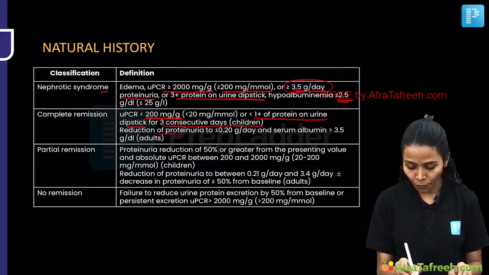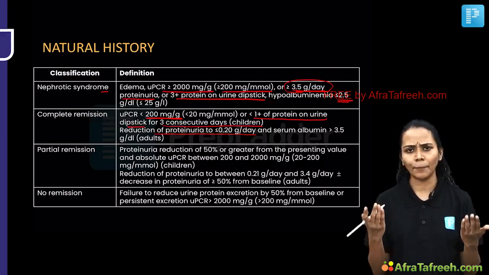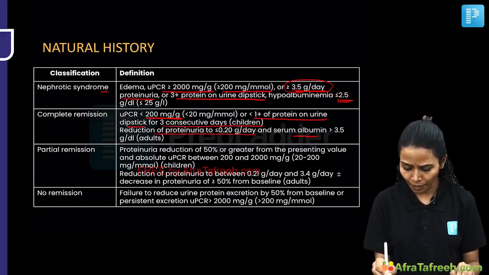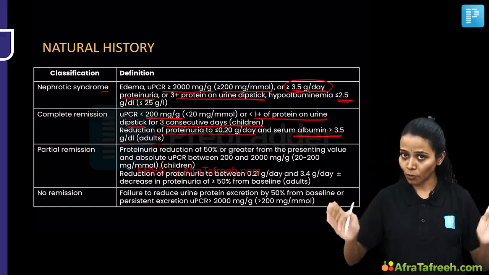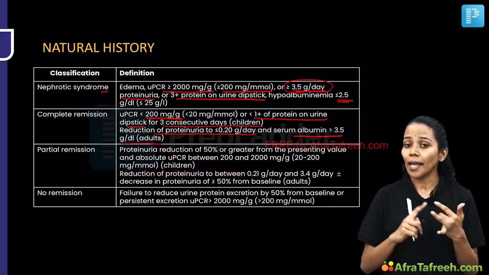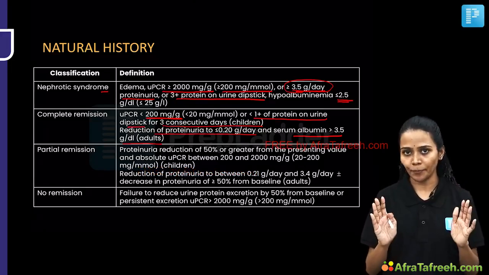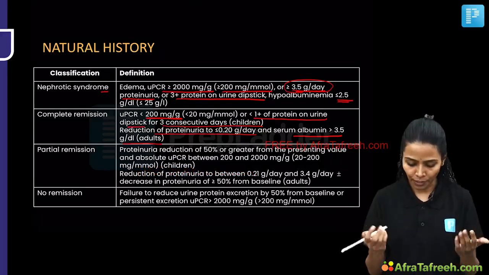Then reduction of proteinuria to less than 0.2 gram per day, that is less than 200 milligram per day, and serum albumin more than 3.5 in adults. So in adults, seeing albumin is also important. So serum albumin when it crosses more than 3.5 and proteinuria less than 200 milligram. Okay, this is complete remission. So you know partial remission comes in between this.